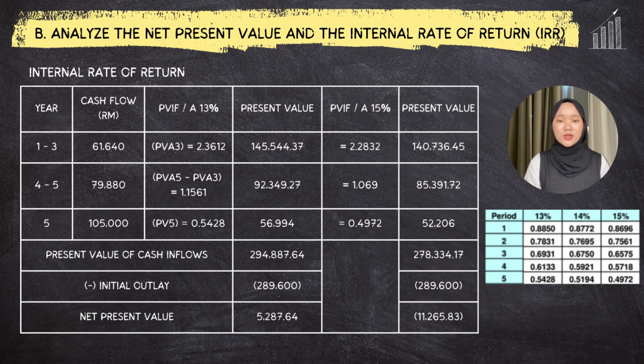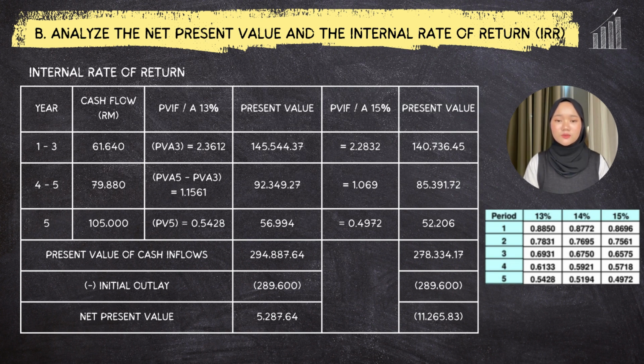Now let's calculate the present value at a discount rate of 15%. For year 1 to year 3, the annual cash flow is the same, and with a cumulative present value interest factor of 2.2832, the present value is 140,736.45. For year 4 and year 5, the interest factor of 1.069 gives a present value of 85,391.72. For year 5, the cash flow is still the same, 105,000, and the present value factor of 0.4972 gives us a present value of 52,206. Thus, the total present value of cash inflow at 15% comes to 278,334.70.